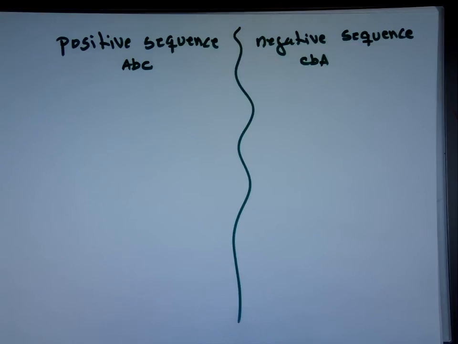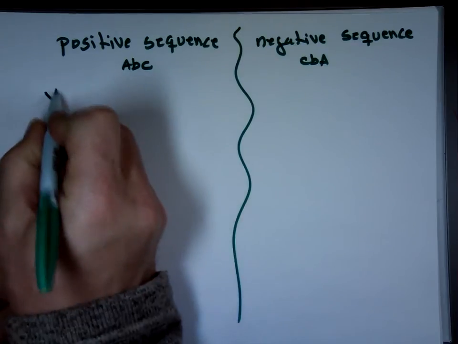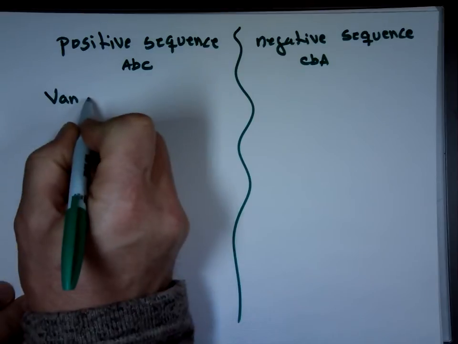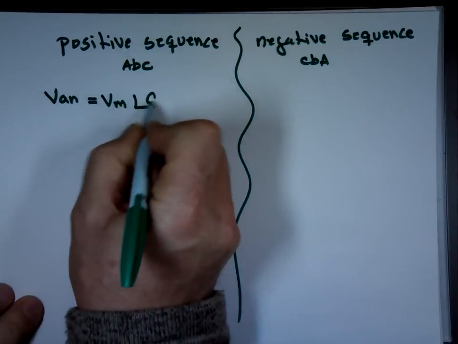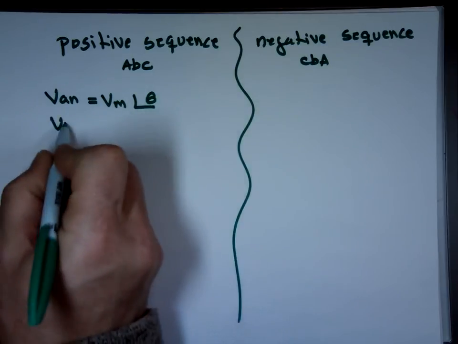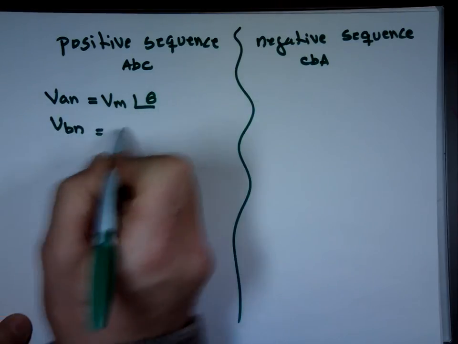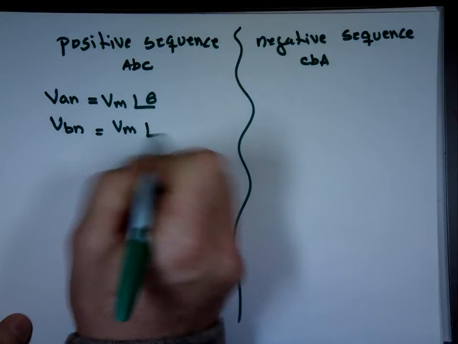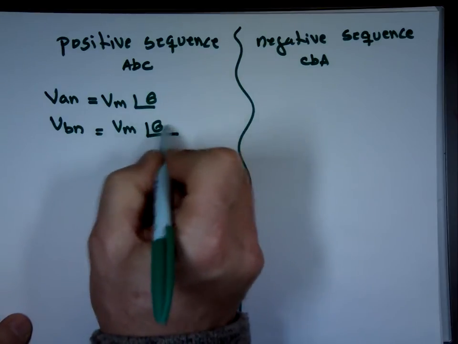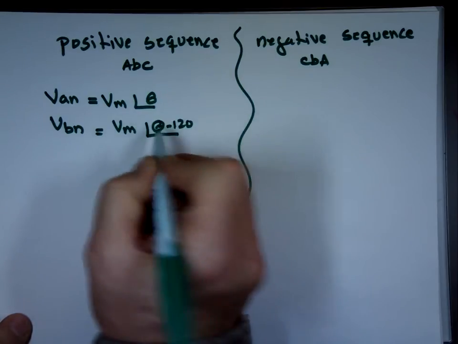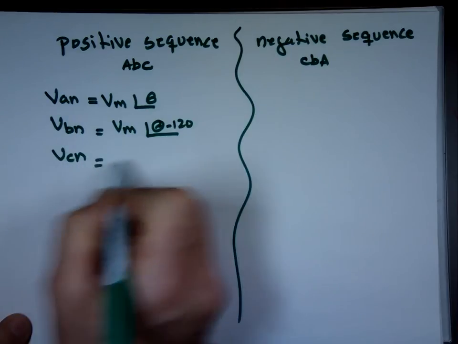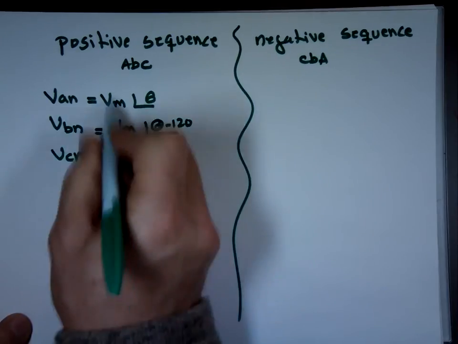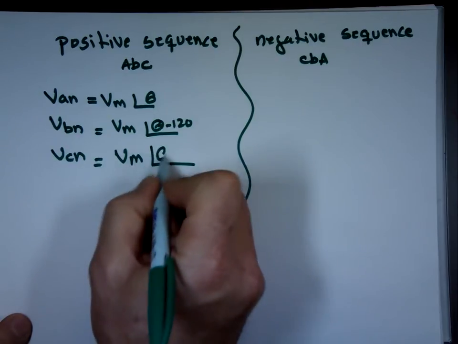What that means when they say positive sequence is, if VAN has a value we call Vmax angle theta, then VBN is going to be the same maximum value, and the angle is going to be theta minus 120. And VCN will be Vmax, the same magnitude, and the angle will be theta minus 240.